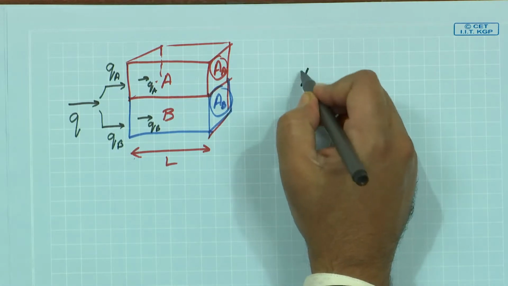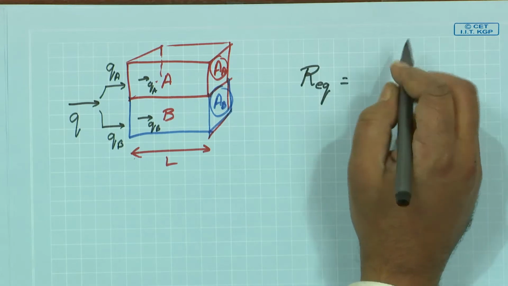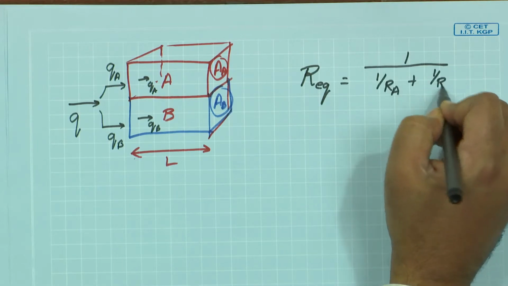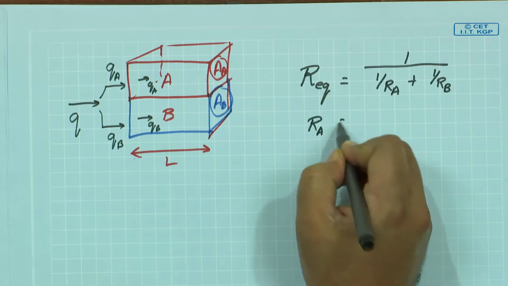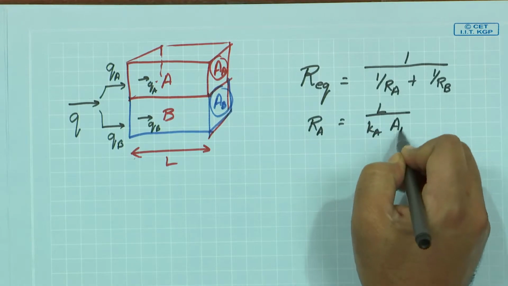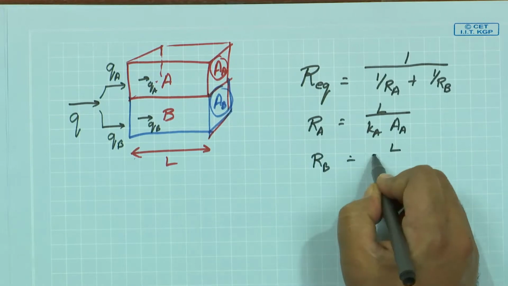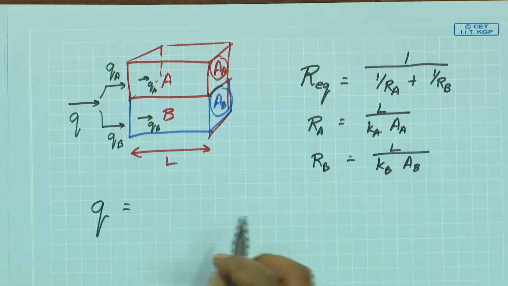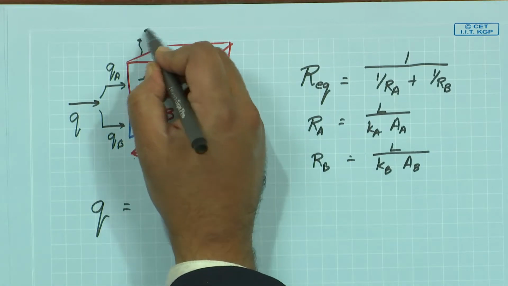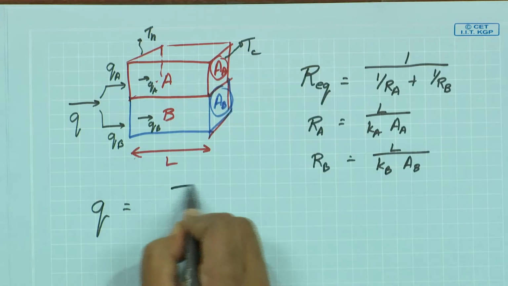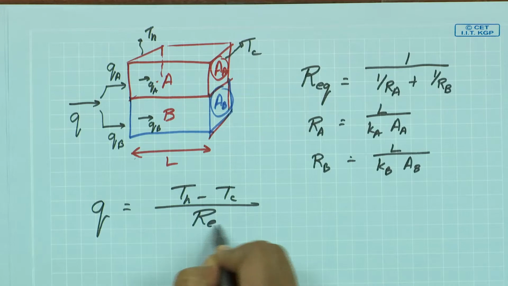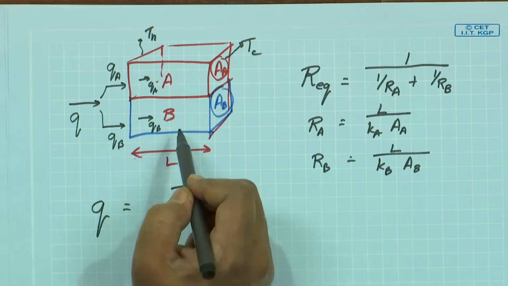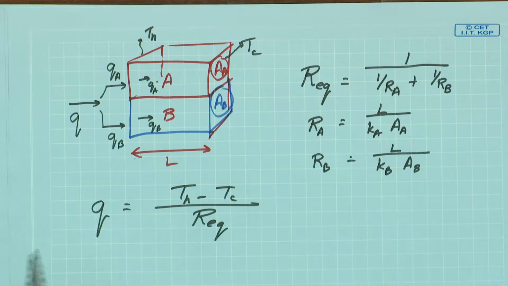Clear? So, therefore, my equivalent resistance is going to be 1 divided by 1 over R A plus 1 over R B, whereas R A is going to be L over K A times A of A, R B is going to be L over K B times A of B. The total Q is going to be, again this whole face is at T H and this whole face is at T C, except that this equivalent resistance is now going to be different, and different amounts of heat are going to flow through A and B depending on their respective thermal resistances, right.